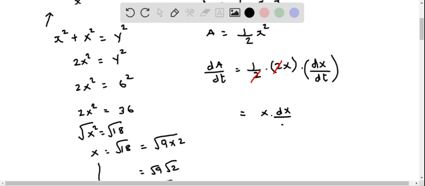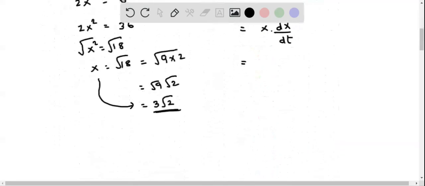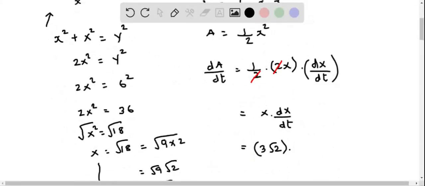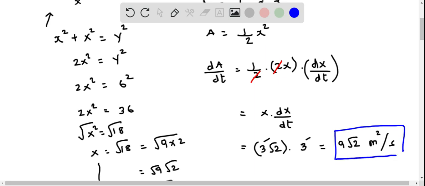We have already determined x equals 3 root 2 when the hypotenuse is 6 meters. So I'm replacing x by 3 root 2 times dx over dt, which is 3 meters per second. So we will put 3 here. Multiplying this, we get 3 times 3 is 9, and this is 9 root 2 meters squared per second, because this represents the rate at which the area is changing. So 9 root 2 meters squared per second is the rate at which area changes when the hypotenuse is 6 meters.